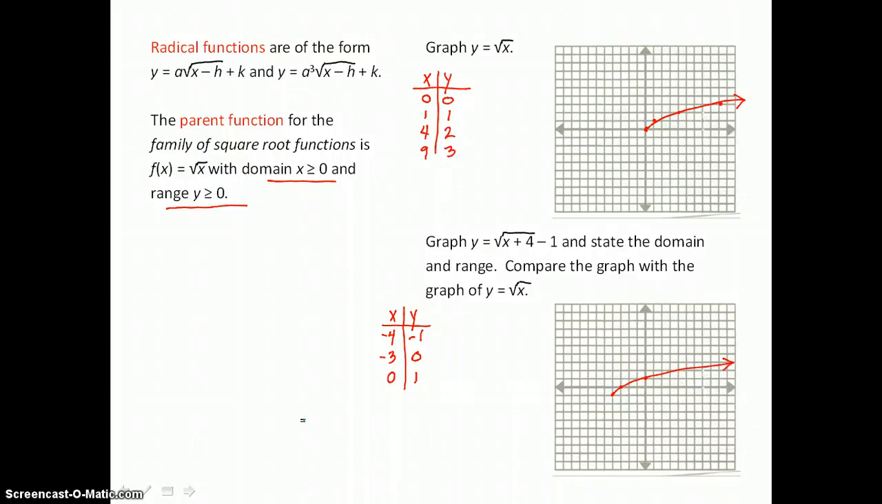like the parent function, only when we compare it to the parent function, there's a translation left 4 units and down 1 unit.